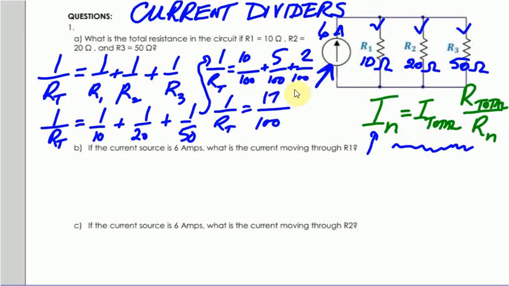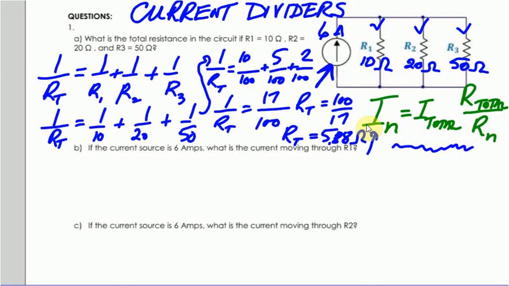If I want to figure out RT, it is equal to 100 over 17. Take your calculator. That doesn't come out even. So take your calculator and figure that out. So 100 divided by 17 gives you 5.88. Now be careful with our rounding errors here. So 5.88 ohms is the total resistance of that circuit.